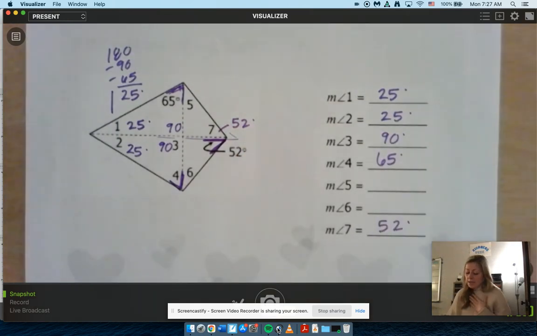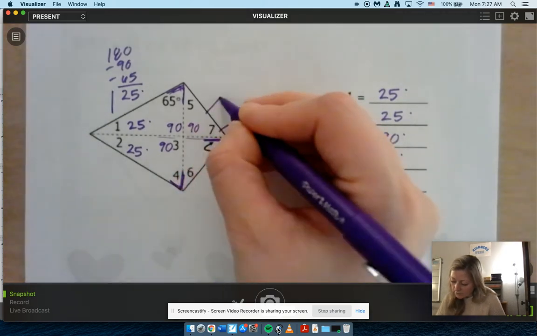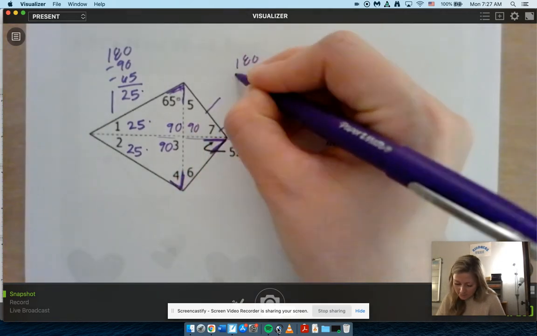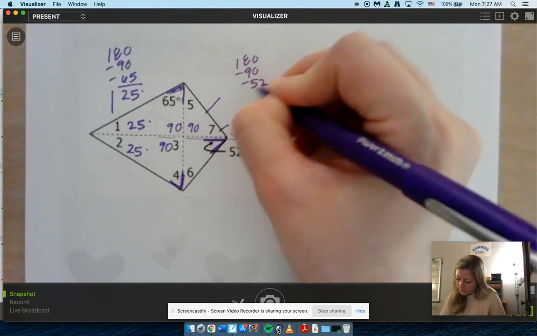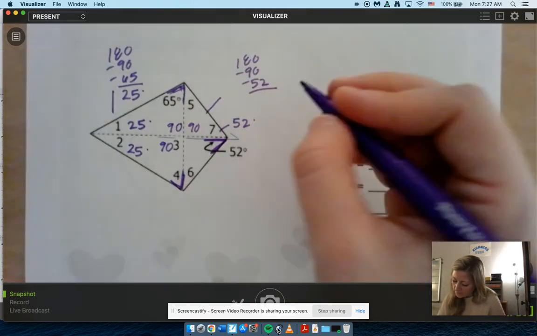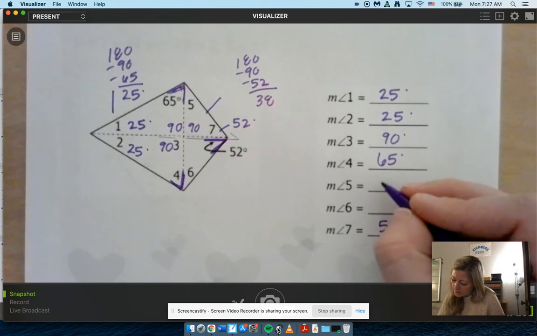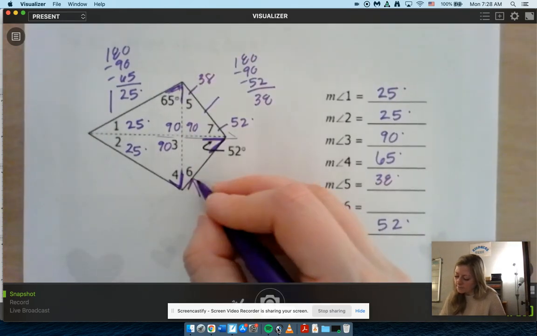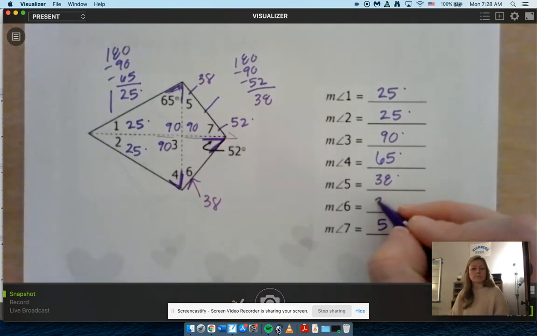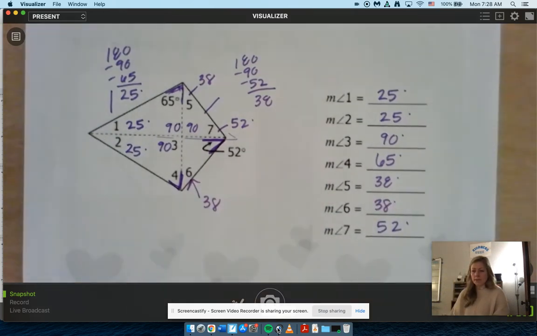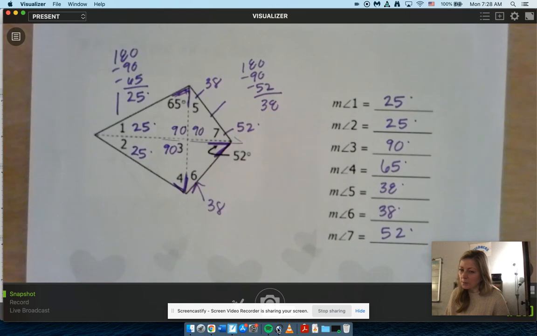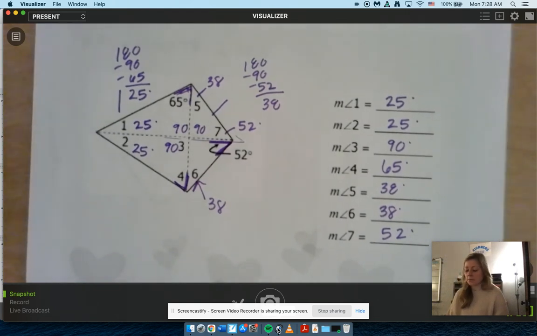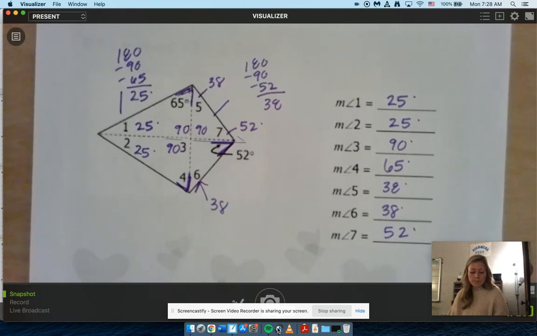And now an easy way to find 5. Again, we just have another triangle. So 180 minus 90 minus 52 should give us 38. And if 5 is 38, so is 6. Again, if something looks like it's congruent to something else, it probably is. Lots and lots of symmetry, lots of congruent triangles happening.